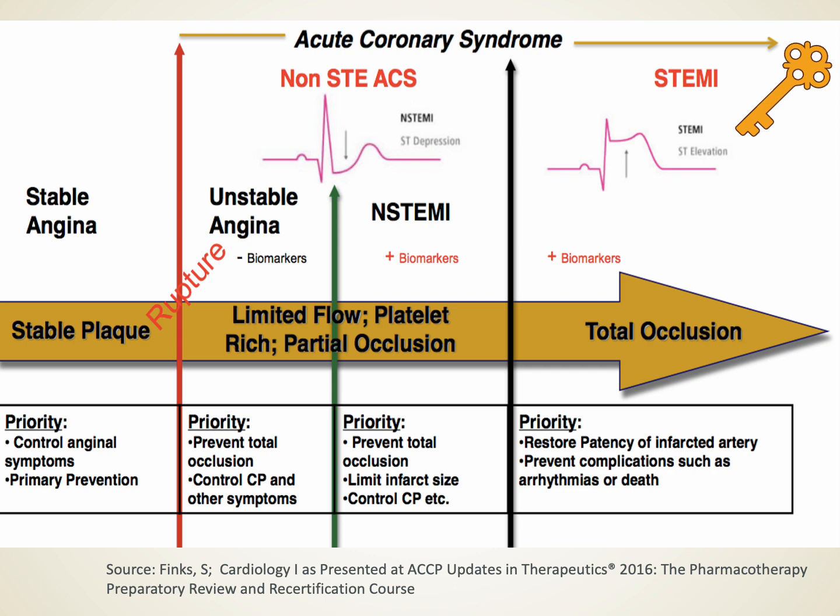And the degree of that platelet-rich initial clot around the plaque, because of the exposed collagen underneath that ruptured plaque, leads to a partial occlusion all the way up to a STEMI, a full occlusion. And this graph also indicates what the NSTEMI EKG looks like, with the ST segment depression, versus the STEMI with the ST segment elevation. You're also looking at when you see biomarkers, particularly troponins, not typically in an unstable angina, but typically in an NSTEMI and in a STEMI.